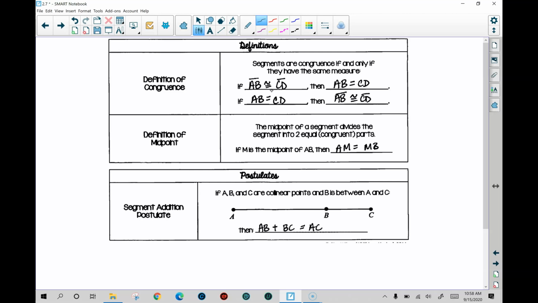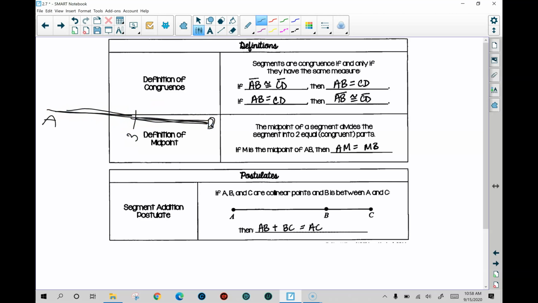Definition of a midpoint. The midpoint of a segment divides the segment into two equal congruent parts. If M is the midpoint of AB, then AM equals MB. So think about it. You have a segment A and B. If M is the middle, then AM has to be the same as MB because M is in the middle.